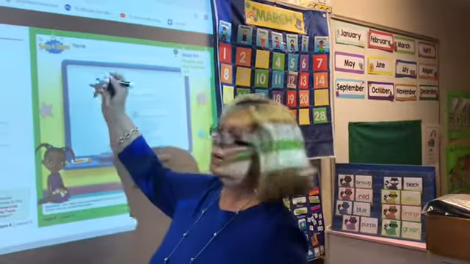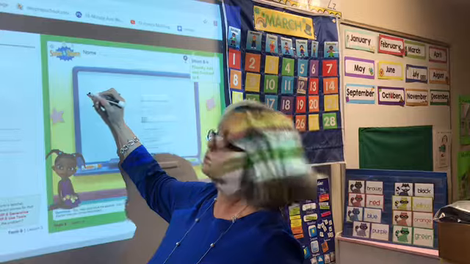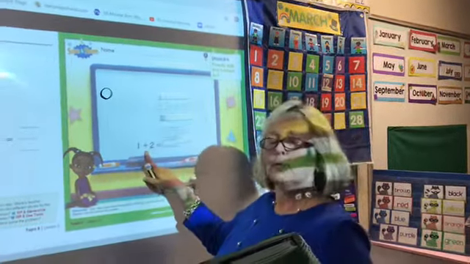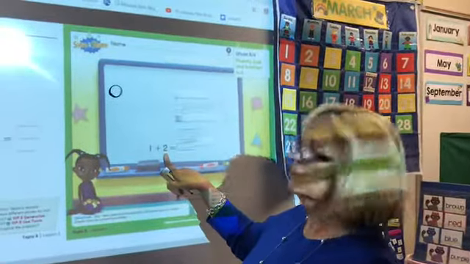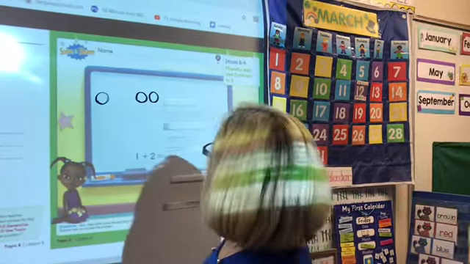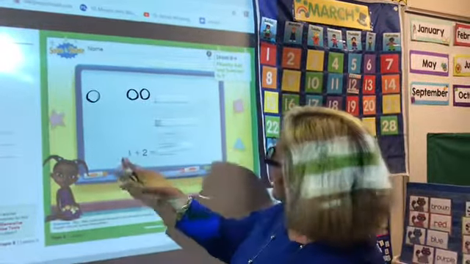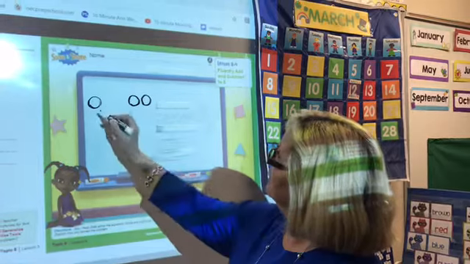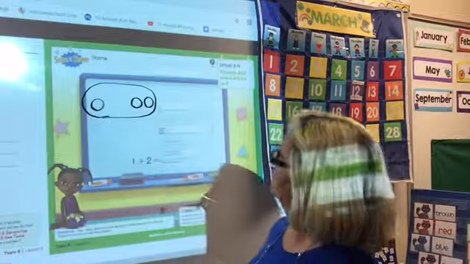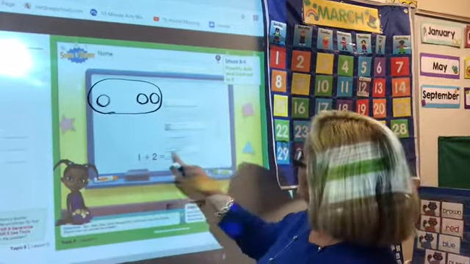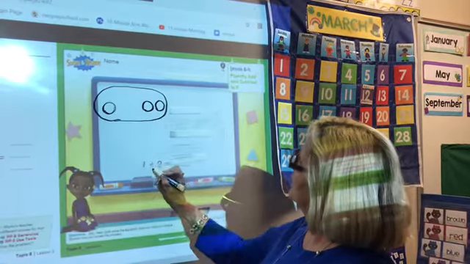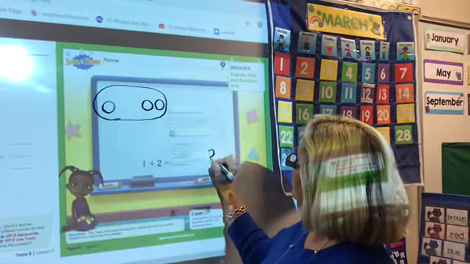1, so you can draw anything you'd like. I'm going to use circles because that's quick. And then plus, that means we're going to add how many to that? 2, right. So we're going to add 2. Now, when we see equals, that means how many all together? 1, 2, 3. How many are all together? 3. And since this tape is right here, I'm going to write the sum right here. 1 plus 2 equals 3.